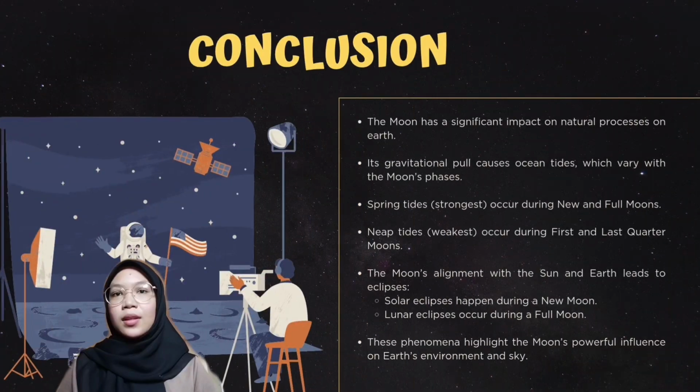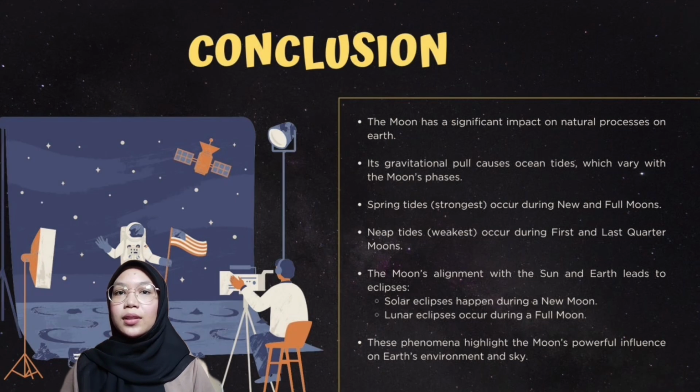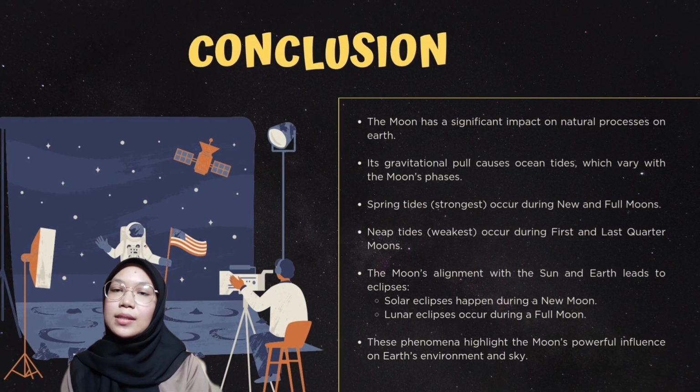In conclusion, the moon greatly affects natural events on Earth like tides and eclipses. It influences spring and neap tides, and the alignment of the Sun, Earth, and Moon causes solar and lunar eclipses, showing its powerful role in our environment and sky.